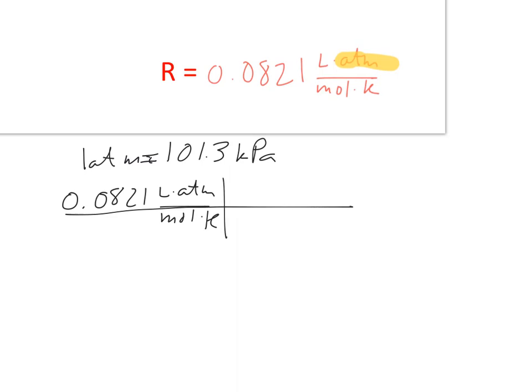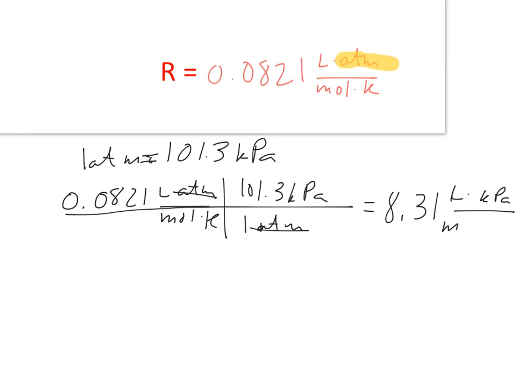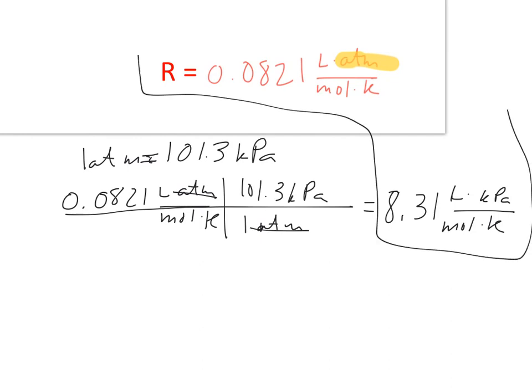So I'm going to do it like this. If we want to convert atmospheres to kilopascals, we're going to have 1 atmosphere on bottom, 101.3 kilopascals on top. So we can see atmospheres cancel. And now our pressure unit is going to be in kilopascals. And we get 8.31. And our unit now is liters times kilopascals over mole times Kelvin. So both of these are our values. The difference is our unit of pressure, so you're going to choose which one to use based off of that. If you're not given a pressure and that's what you're looking for, you can choose either one if I don't tell you specifically which one to look for.